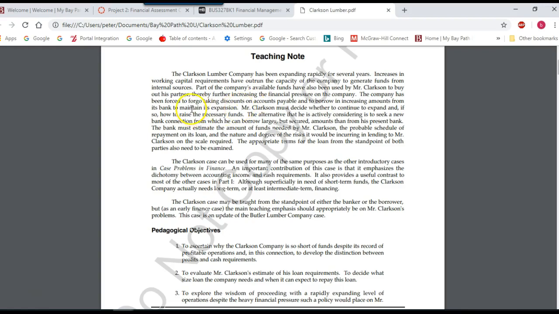The company has been forced to forego taking discounts on accounts payable and to borrow increasing amounts from the bank. Mr. Clarkson must decide whether to continue to expand, and if so, how to raise the funds. The alternative that he is actively considering is to seek a new bank connection for which he can borrow larger but secured amounts from his present bank.